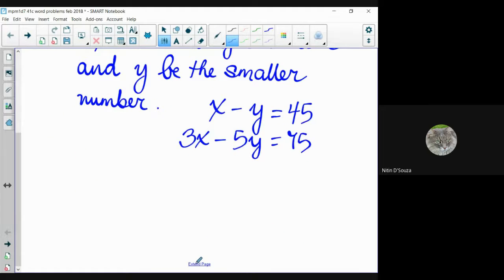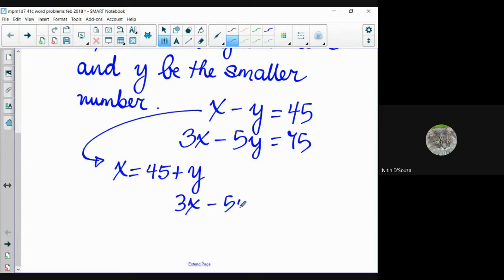So in this particular situation, it looks like substitution is easier because you can take that equation, say x is equal to 45 plus y. So then you write your other equation, 3x minus 5y equals 75. And you substitute this x into that.